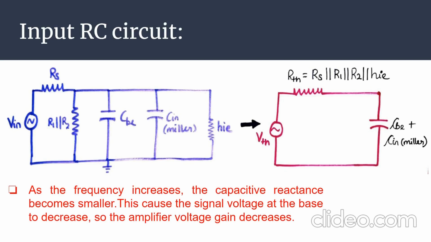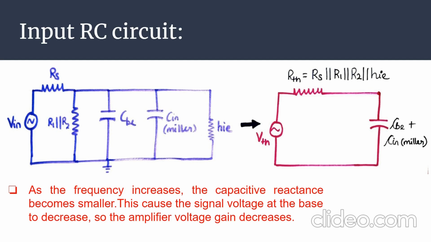Further, the circuit is simplified using Thevenin's theorem: the voltage source is replaced by V Thevenin and the total resistance is calculated as R Thevenin. It is the parallel combination of RS, R1, R2 and HIE. It is connected to the total capacitance, the parallel combination of CBE and C in Miller. As the frequency increases, the capacitive reactance becomes smaller, and this causes the signal voltage at the base to decrease, so that the amplifier's voltage gain decreases.